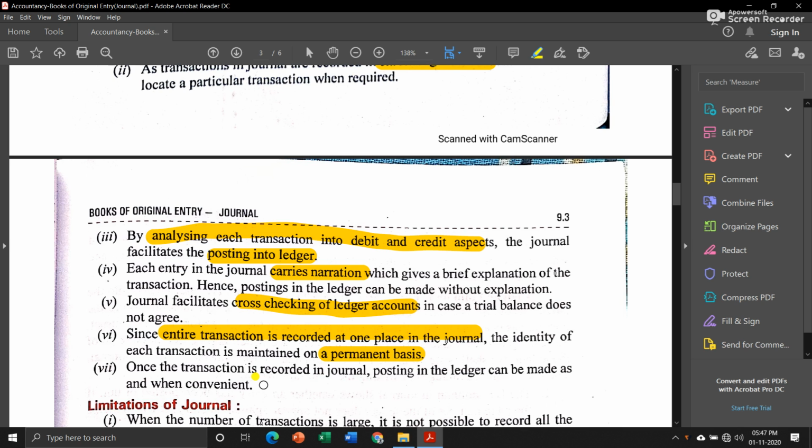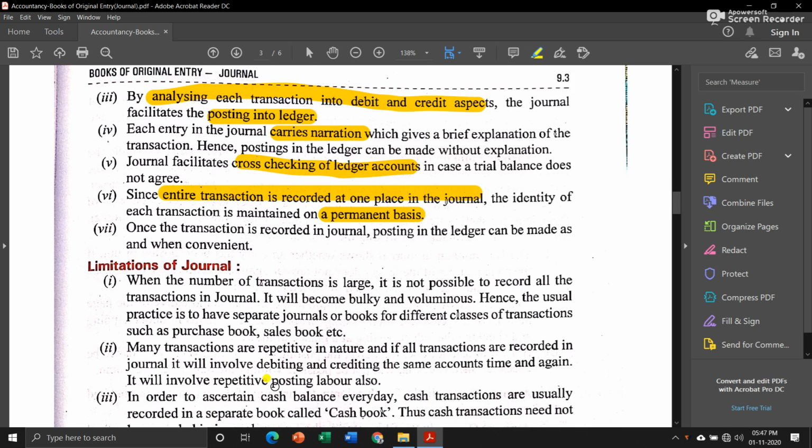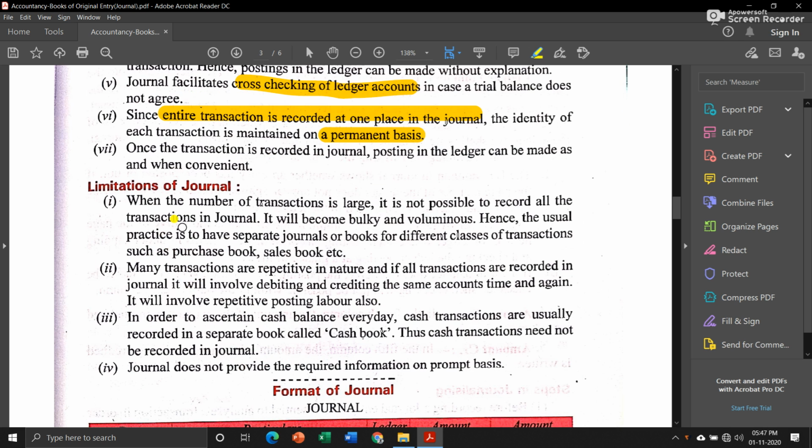So after preparing journal, it doesn't require us to prepare ledger on the same date. Means if we have entries in the journal, then we can prepare ledger whenever we want. But there are some limitations of journal as well. When the number of transactions is large, it is not possible to record all the transactions in journal. It will become bulky and voluminous.